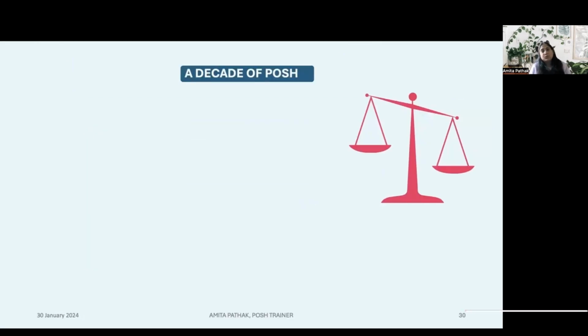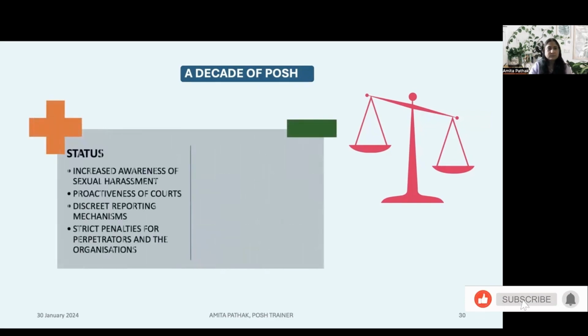A decade of POSH. As POSH was created in 2013 and now it is 2024, it's been 10 years. So what is the scenario of POSH in our country? Let us understand it. What's the status?